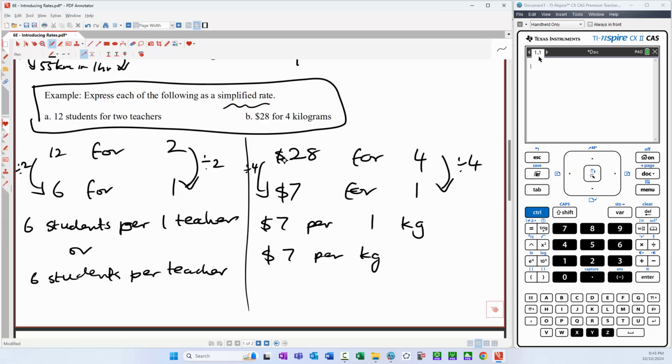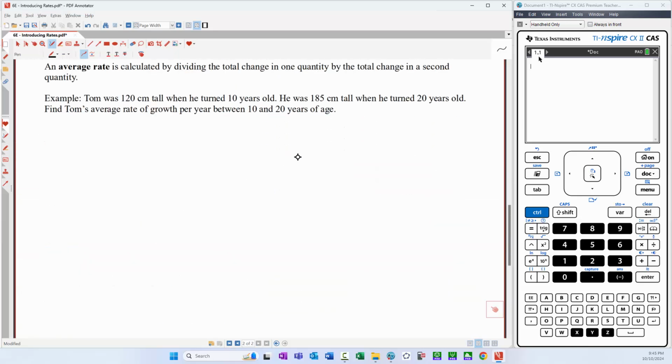All right, so that's simplifying our rates. Now, the second thing you'll need to do in the bookwork is calculate what they call an average rate. An average rate is calculated by dividing the total change in one quantity by the total change in the second quantity. What does that mean? Let's look at this case of Tom.